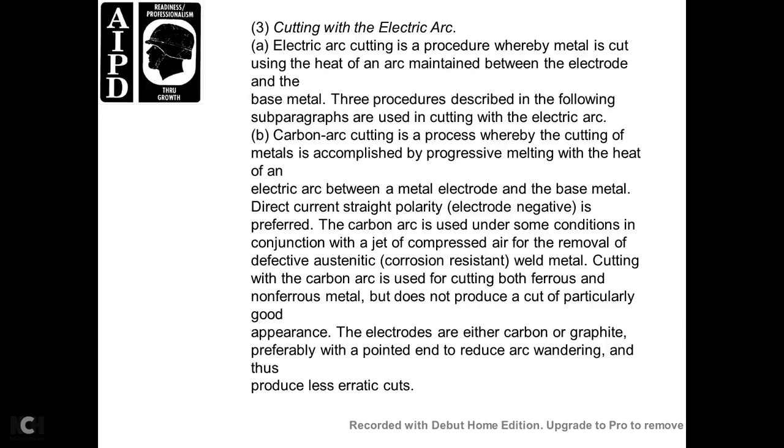Arc cutting with electrical arc. Electric arc cutting is the procedure whereby cutting is done using the heat of the arc maintained between the electrode and the base metal, of the procedure described in the following subparagraphs. Arcs are used for the cutting of electric arc.